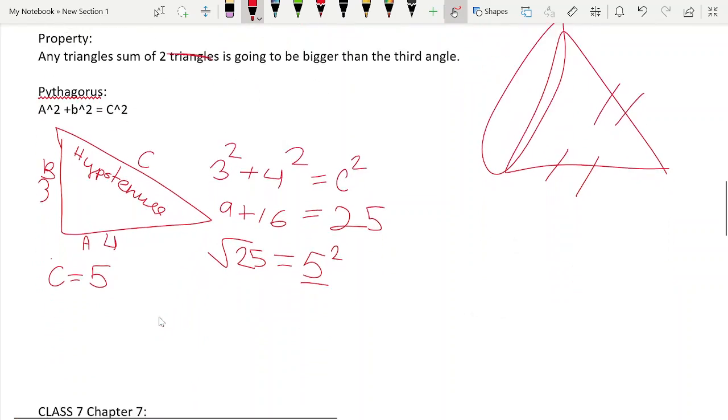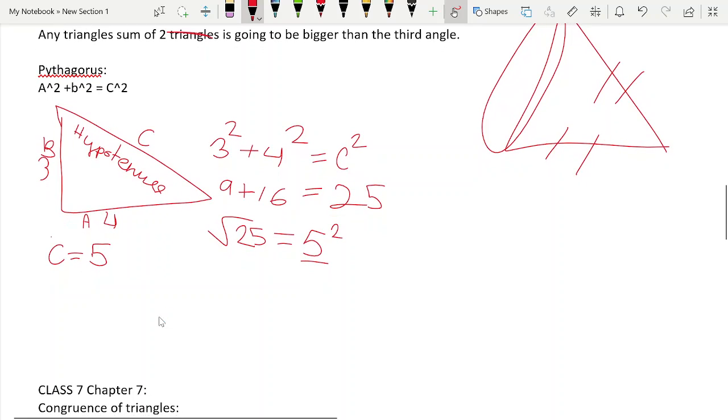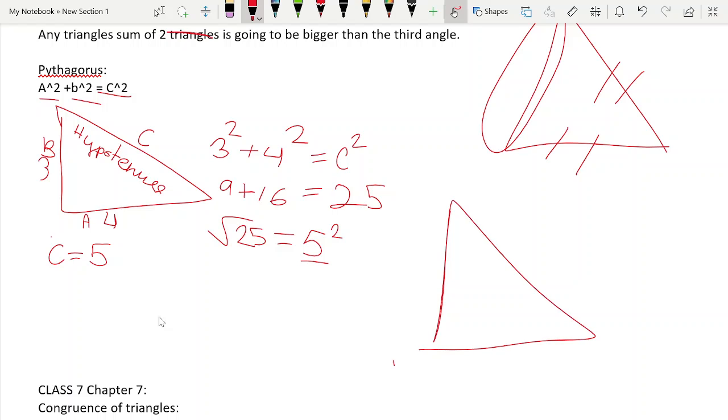Now we're going to learn about the Pythagorean theorem. The Pythagorean theorem says that a squared plus b squared is equal to c squared. If you have a right angle triangle like that, with sides A, B, and C, C is normally the hypotenuse. So a squared plus b squared is going to be c squared. Let's see over here. B is 3, a is 4. Then 3 squared plus 4 squared is equal to c squared, meaning 9 plus 16 is equal to 25. And the square root of 25 is 5, meaning c is equal to 5.